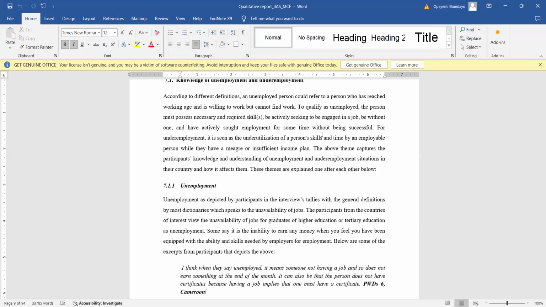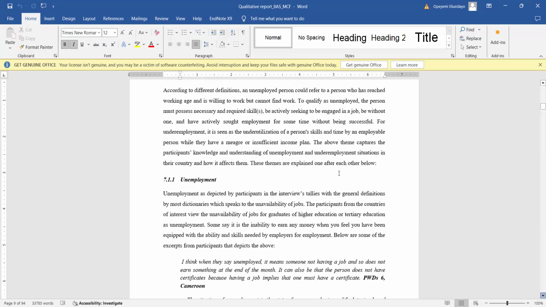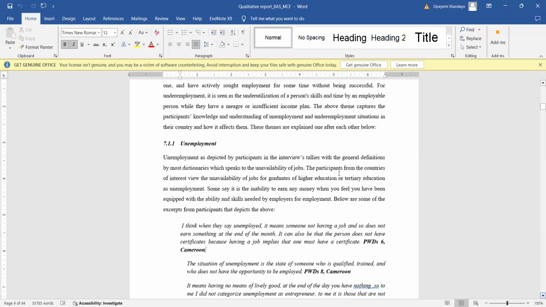The above theme captures the participants' knowledge and understanding of unemployment and the unemployment situation in their country and how it affects them. These themes are explained one after the other below. So we first have unemployment. Unemployment as depicted by participants. Remember, this is not a dictionary definition. So you've sat with all that they said and you are bringing out what they said.